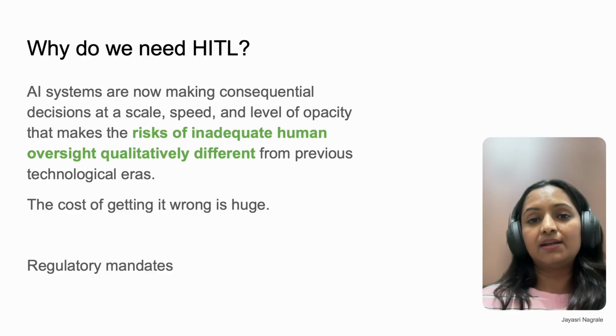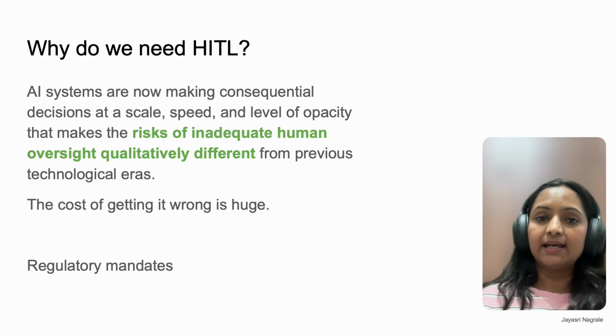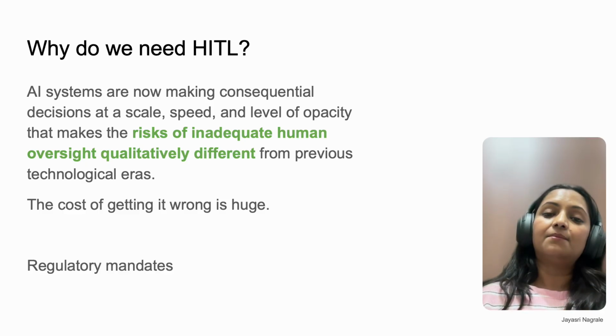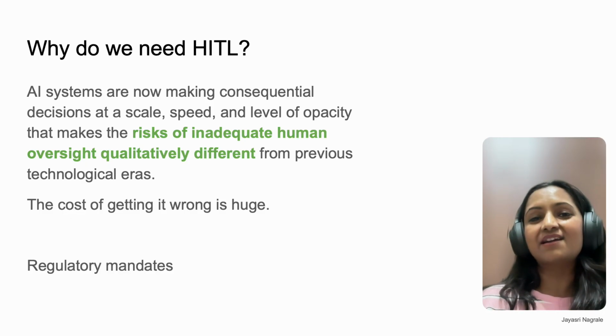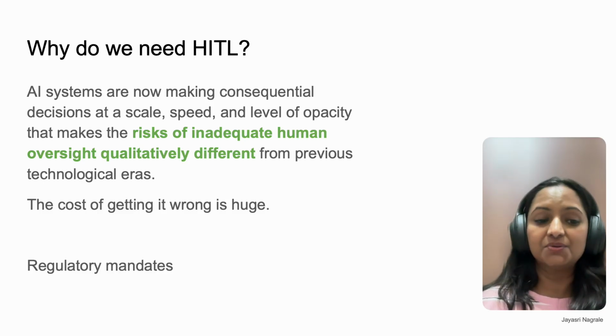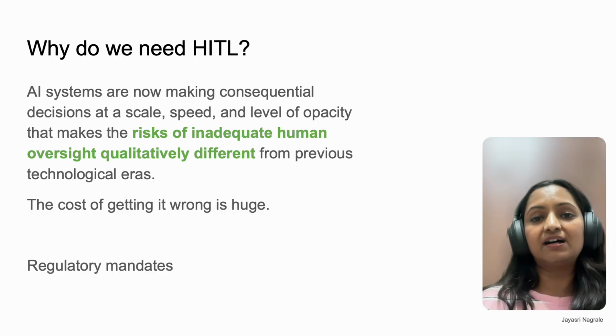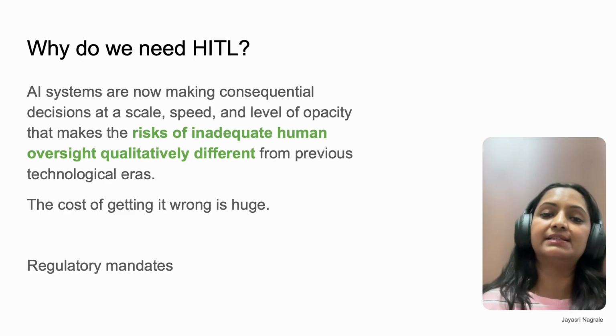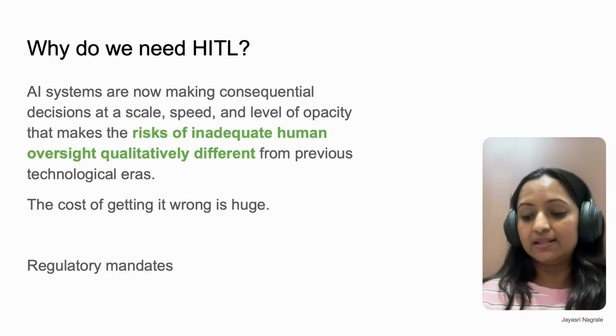But right now, when we are seeing the scale at which AI systems are evolving, and the scale at which the decisions that an AI is taking, far more than years back, we need HITL systems in place today. Especially when the cost of getting it wrong is huge, and especially when there are government-regulated mandates placed on AI systems requiring them to have a human in the loop.